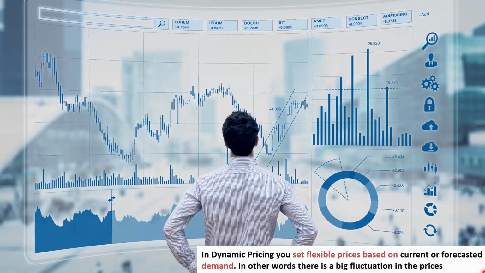Dynamic pricing. In dynamic pricing, you set flexible prices based on current or forecasted demand. In other words, there is a big fluctuation in the prices. Obviously, your aim is to use the price in order to increase the demand.